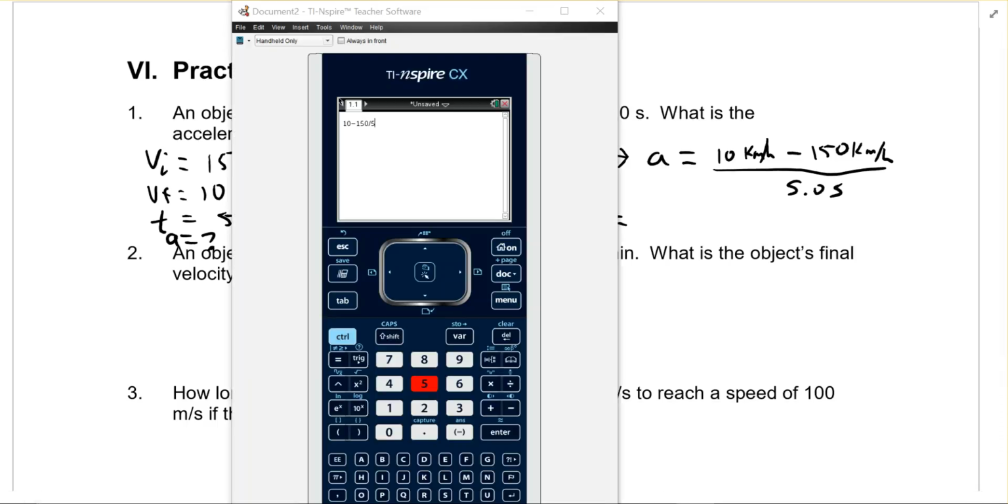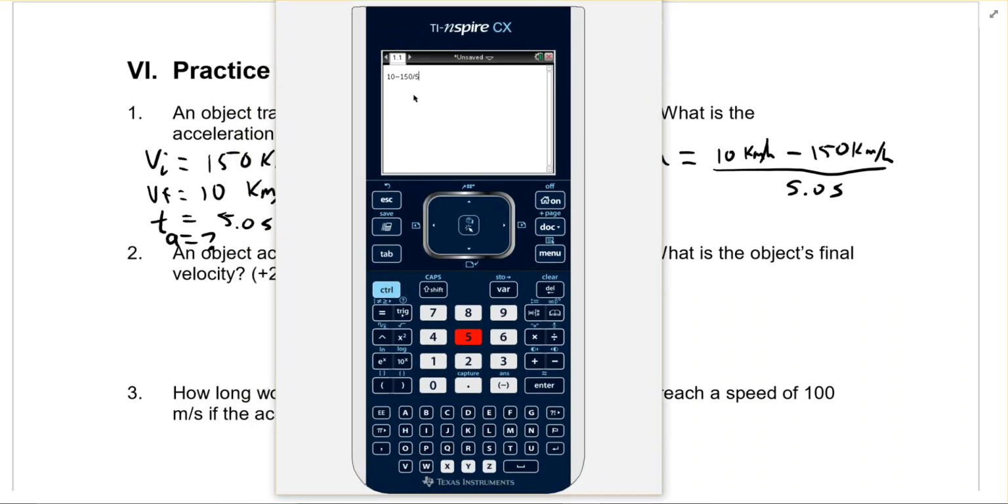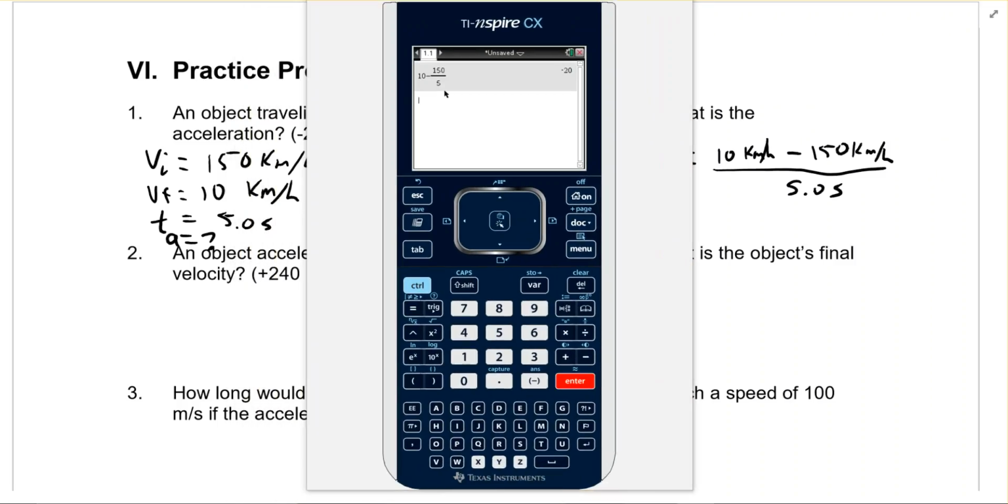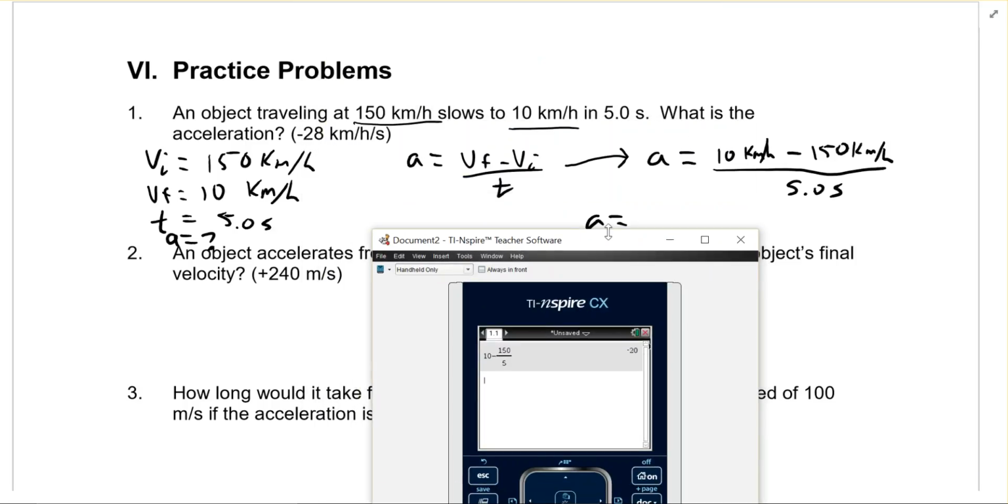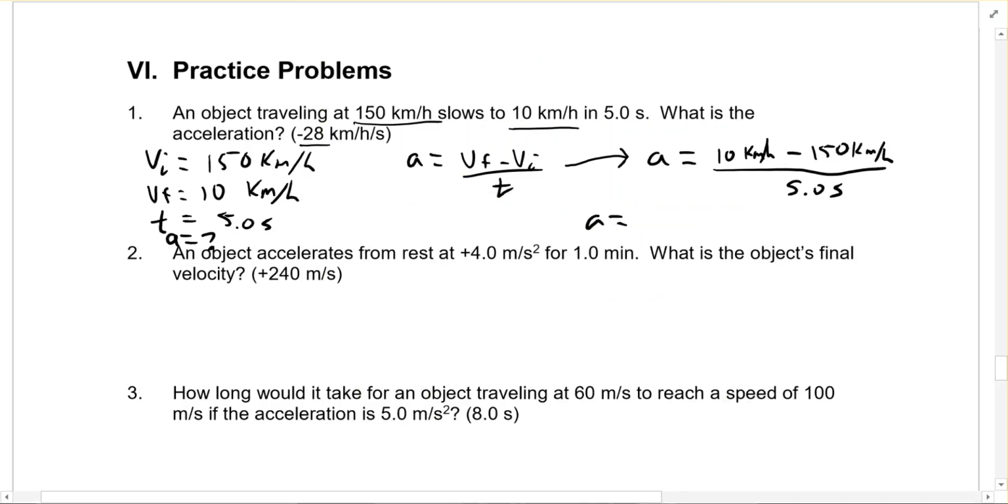But actually, before I tell you the answer, I want you to see what I did wrong here. So this is my calculator, and I went 10 minus 150 divided by 5. And if I push enter, the calculator even showed me what it thought I meant. It thought I meant 10 minus 150 divided by 5, right? So order of operations matters here. I got minus 20 for an answer, and you can see that the answer is actually negative 28.